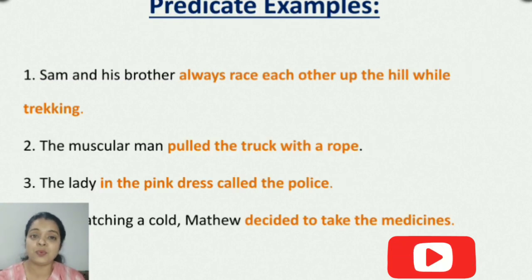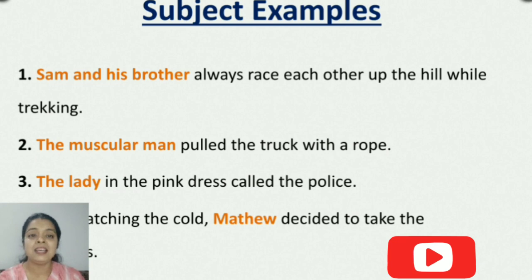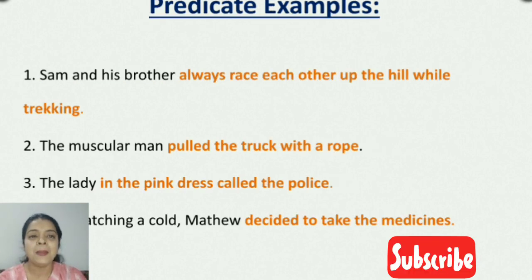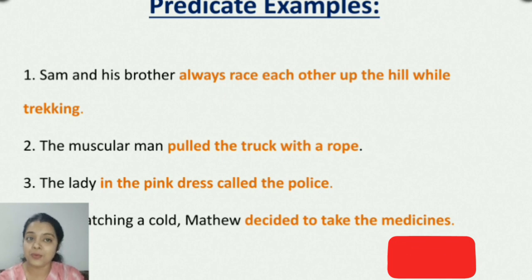The same sentences over here, but what exactly is whatever was the subject? You can check over here. I'm going back to the screen. Sam and his brother. The muscular man. The lady. All these are the subjects, but what is left? Rest all are called the predicate over here. Right. Rest all of them, included with the verb, are called the predicate. Here you just see Sam and his brother is the subject and the predicate will be always race each other up the hill while trekking.